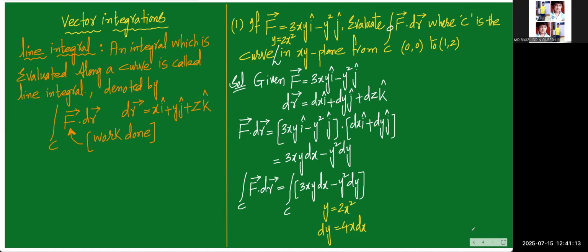I think I should go to the next page for this one, otherwise you will not understand. So integral over c f dot dr value we are calculating. This is equal to integral over c 3xy dx minus y square dy. Look at the question on the previous page.